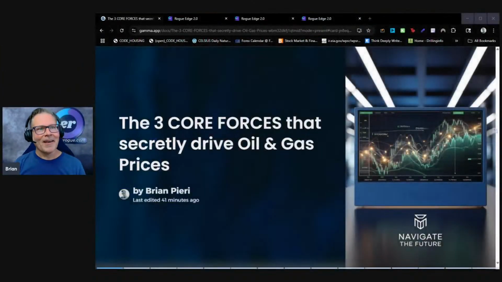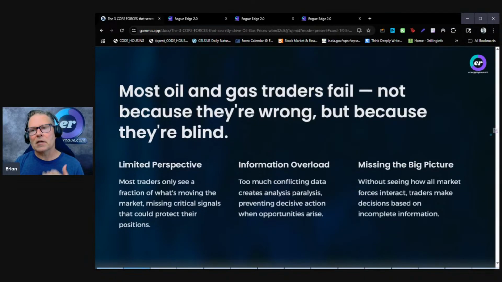Hey, welcome in. Listen, today we're going to talk about the three core forces that secretly drive oil and gas prices. So I'm going to share my screen. So I'm going to look over here. So if it looks weird, that's why. Listen, here are the three core forces that secretly drive oil and gas.